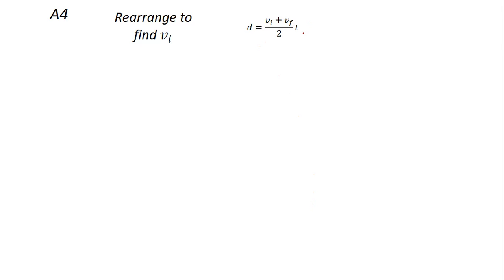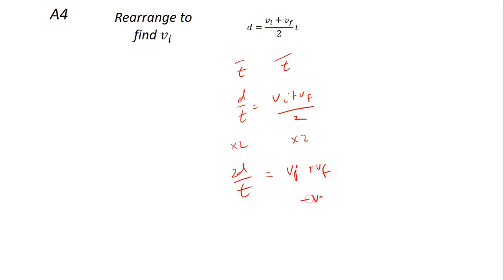And rearrange to find VI. So I'm going to do it one at a time. I'm going to get rid of the t first by dividing by t, which will give me d over t equals (VI plus VF) over 2. Then I'm going to times both sides by 2. So I've got 2d over time equals VI plus VF. Now I'm going to subtract VF. 2d over t minus VF equals VI. Have yourself 3 marks for that one.